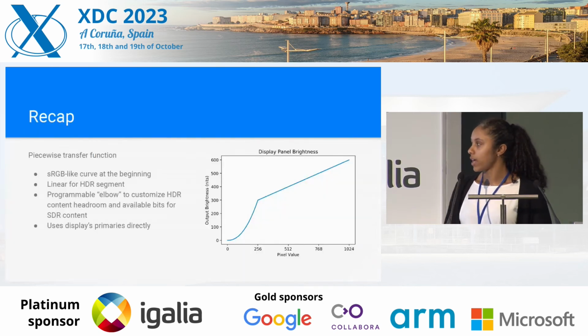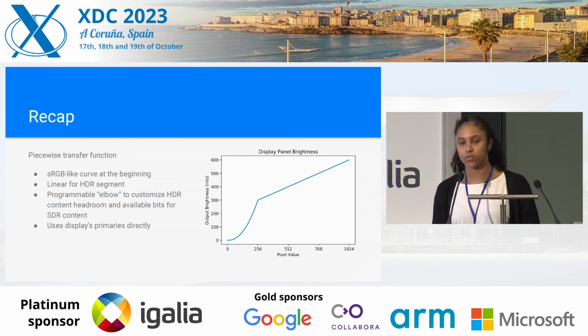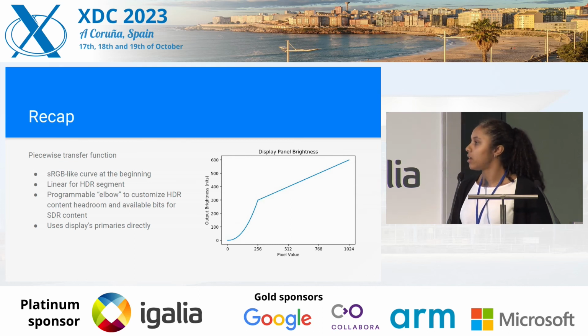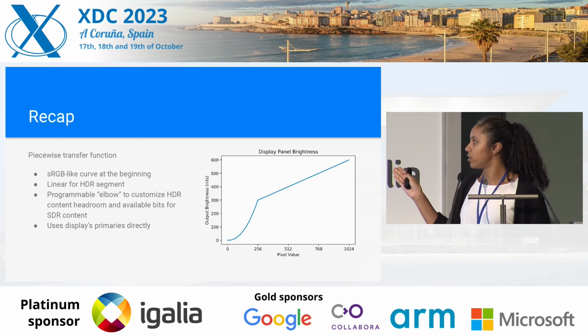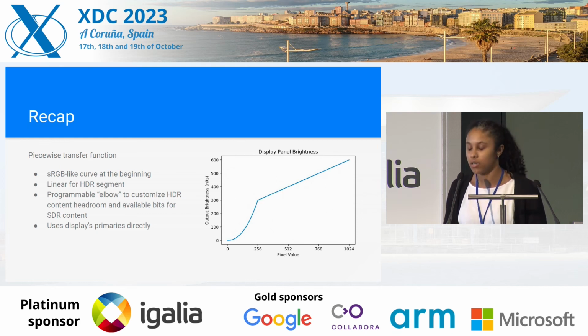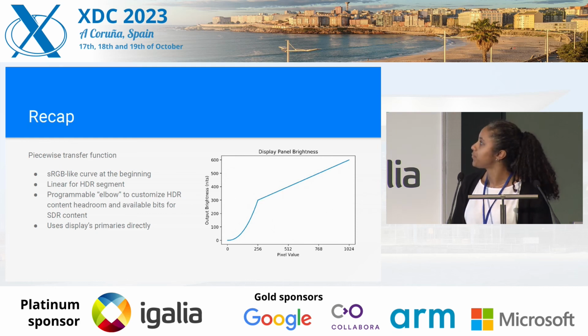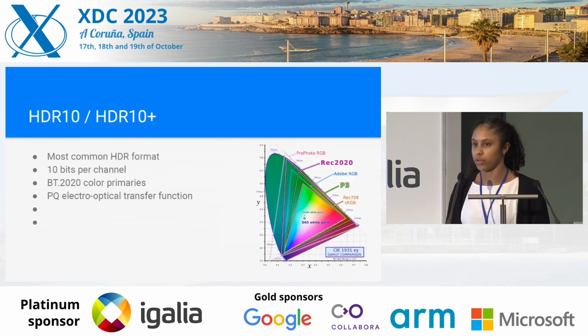So just to give a recap, this is the transfer function we've been using for ChromeOS for HDR monitor devices. We have an sRGB-like curve at the beginning and then a linear segment for the HDR content on the other end, and this programmable elbow that we can move depending on the nits we want and how much we want to allocate to the SDR content. And for this, we use the display primaries directly for the color space. So that's been working well for us.